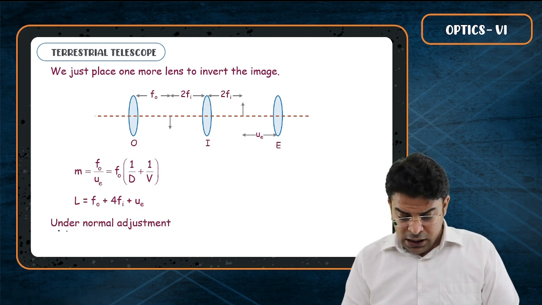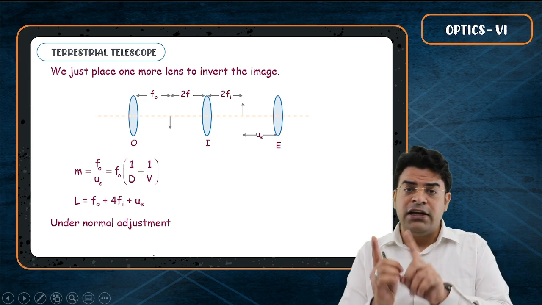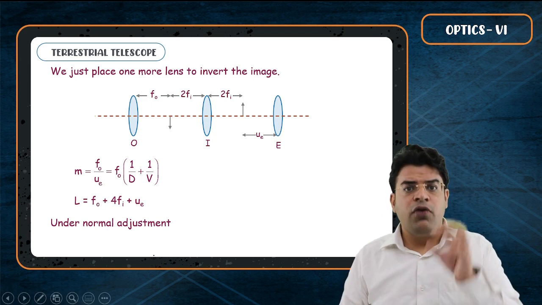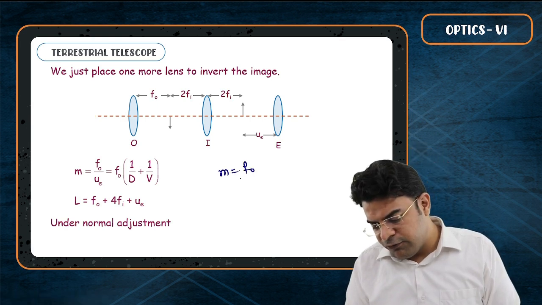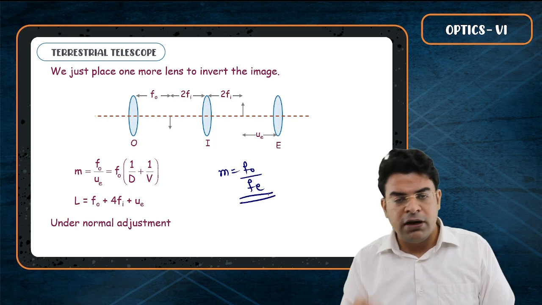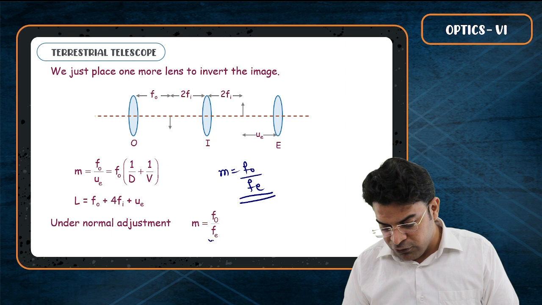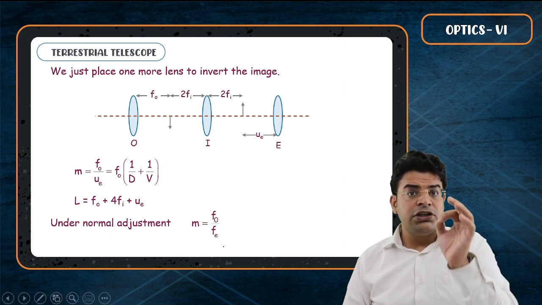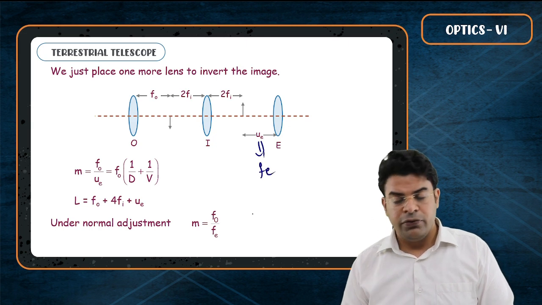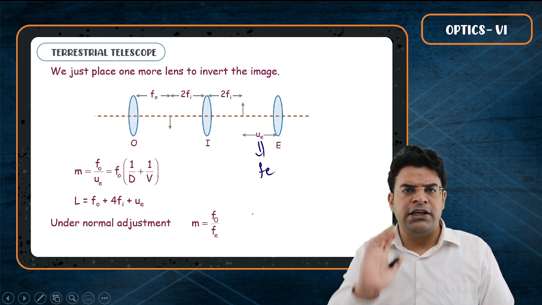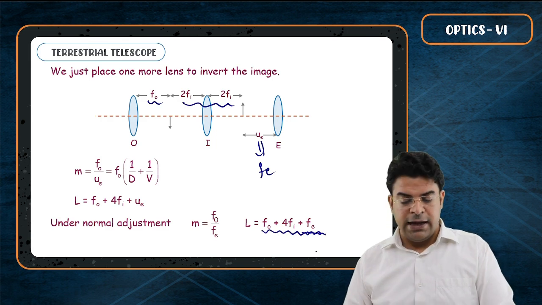If the telescope is under normal adjustment, then we know that the final image is formed at infinity. For the astronomical telescope under normal adjustment, we got the magnification to be f naught by fe. The same formula will work here as well. And for the telescope under normal adjustment, ue is the same as fe. So the length of the terrestrial telescope is nothing but f naught plus 4fi plus fe.